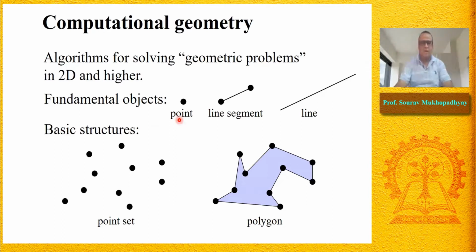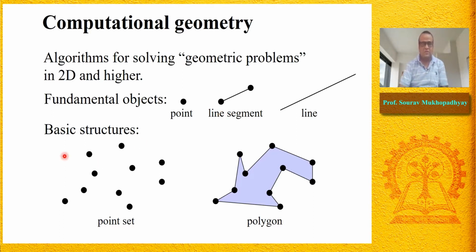So this is a geometric object, or it could be a line segment. A line segment is a line with endpoints, or it could be a line. A line has no endpoints, but if there are endpoints, that is called a line segment. These are the basic fundamental objects in geometry, and given some objects, we then have problems depending on our application.